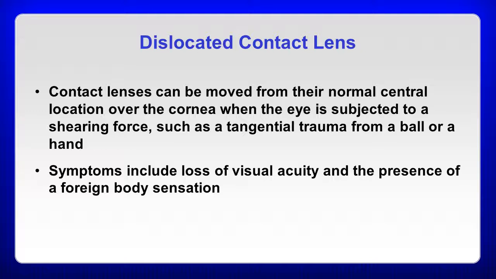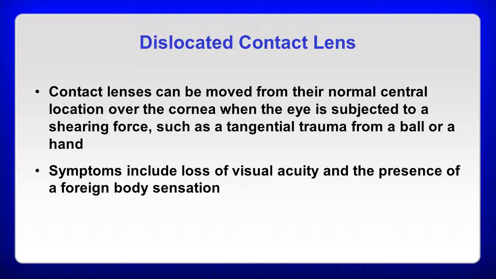A dislocated contact lens. So many times the contact lens could be moved from its normal central location over the cornea. So, again, people wear contact lenses. It's very common for athletes to wear them because it allows them to see and they don't have the issue of having to wear a corrective lens while they're playing. They could just basically wear the contact lens.